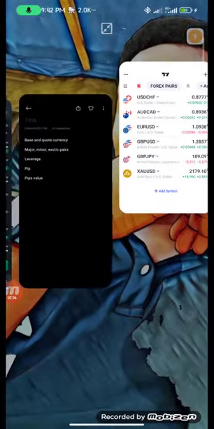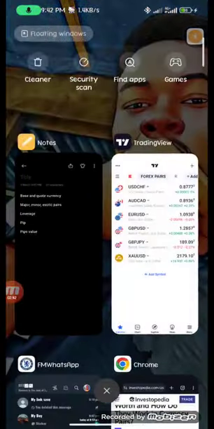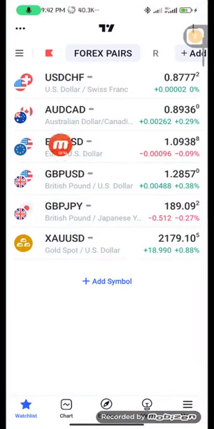Now, when we talk of base currency and quote currency, this is what we basically mean. On my watch list, you can see we have USD CHF, AUD CAD, EUR USD, GBP USD, six of them here. We have USD CHF here, right? You can see the first three letters are USD, that's the US dollar. The first currency is always the base currency, while the second currency is the quote currency.